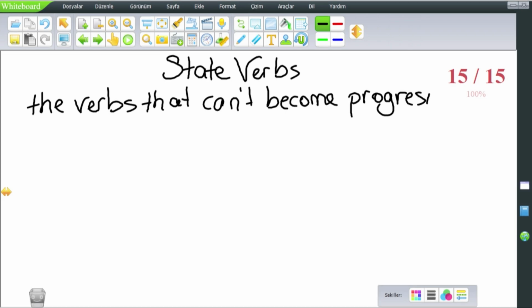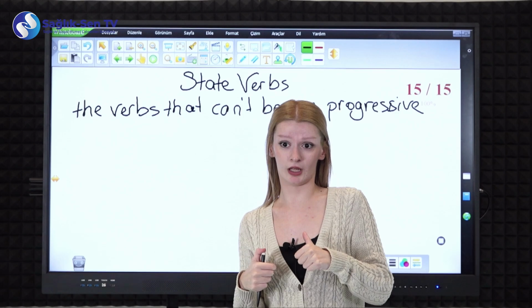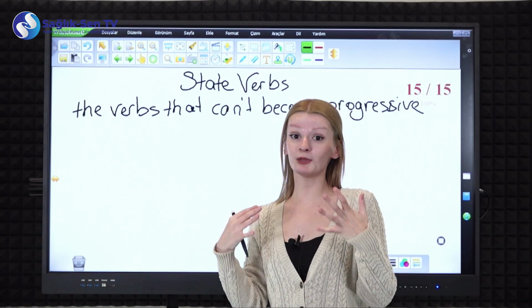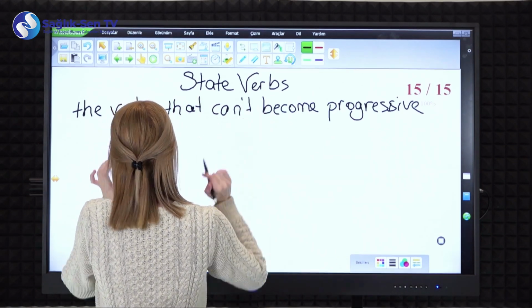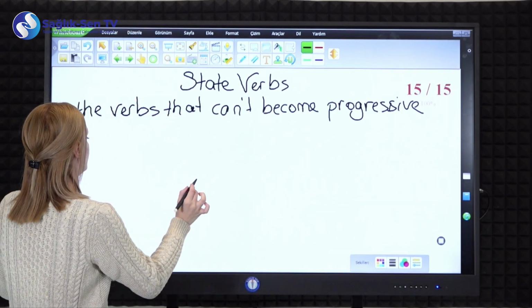Demek istediğimiz şey burada, state verb'lerimiz sadece present simple tense'de kullanılabilen ve şimdiki zamanda ya da herhangi bir ing şeklinde kullanılamayan, yani buna past continuous da dahil. Bunlarla kullanamadığımız fiillerden bahsederken bunlar state verb oluyor.